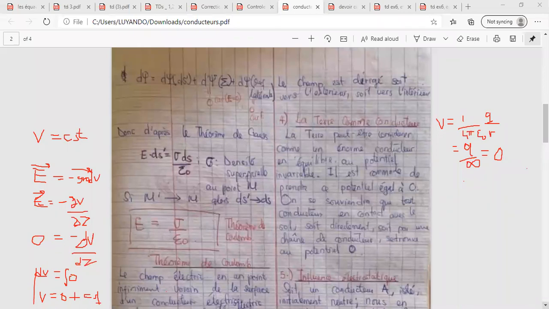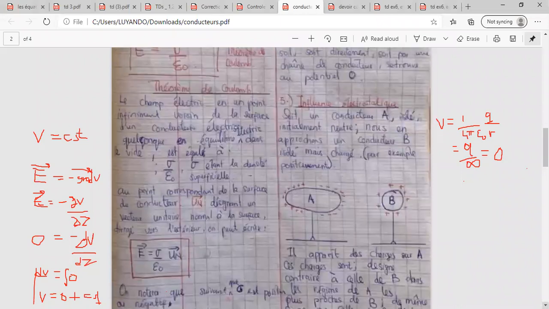Our next part is where we talk about electrostatic influence, which I think we did in physics, where we talk about induced charges and inducing charges. Here, a conductor A is initially isolated and neutral, and we bring near it an isolated but charged conductor B. So if we have a neutral conductor, let me just draw it. It has both positive and negative charges, and we have a positive conductor.